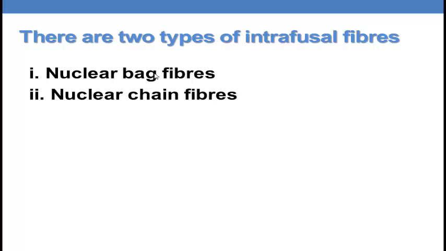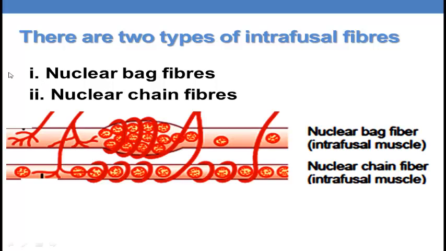We have two types of intrafusal muscle fibers, depending on the morphology and function. We have nuclear bag fibers and nuclear chain fibers. In the nuclear bag fibers, you will find the central part dilated like this, and in the central dilated part there is an accumulation of many nuclei. The nuclear chain fibers have no central dilatation and the nuclei are arranged as one row.